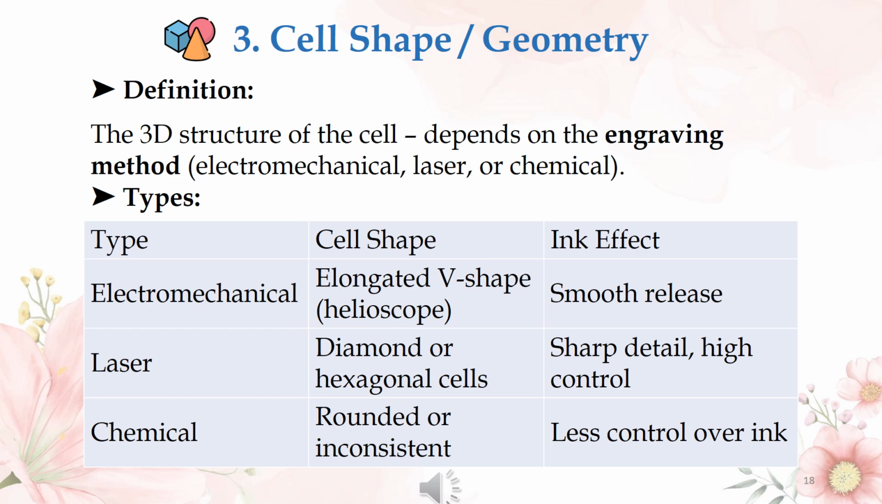In laser engraving, the cell shape is diamond or hexagonal, or it can be custom-made cells also. Here the effect is sharp details and high control, meaning ink can be controlled. In chemical engraving, cell shape is rounded or inconsistent. Here the control over ink consumption is very less.